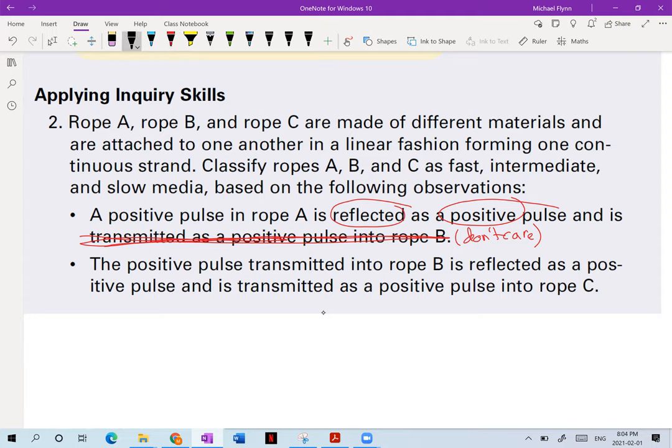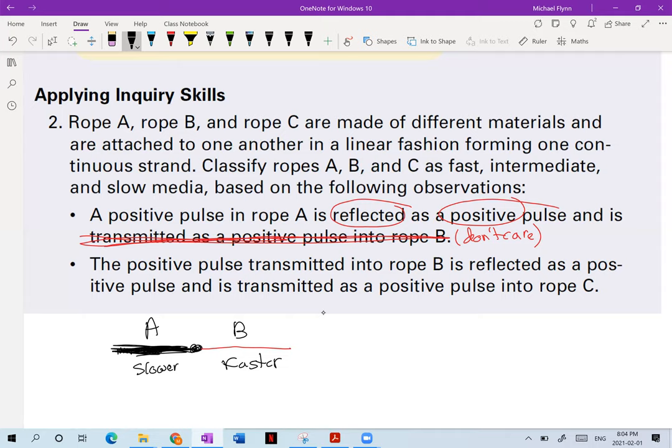So that means that rope A, here, let's make rope A. This is rope A, okay? And it's attached to rope B. So B would have to be thinner than A. And what I mean by that is if that's A and that's B, what's happening here is because the positive pulse stayed a positive pulse when it reflected, therefore this is slower and this is faster, okay?